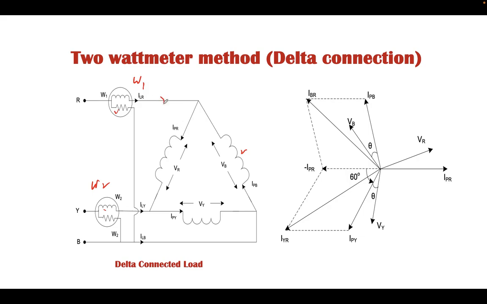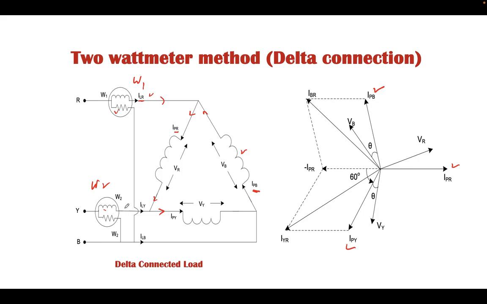This current in the coil is the phasor sum of these two currents. Similarly, this current in the coil is the phasor sum of these two currents. Hence, in the case of a delta connected system, we need to find the relationship between the currents. By definition, this is the phasor of IR, this is the phasor of IY, and this is the phasor of IB. Now the current ILR is the phasor sum of IR and IB, and hence we reverse the phasor.